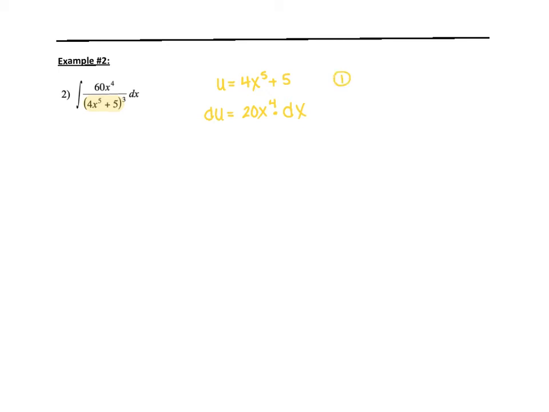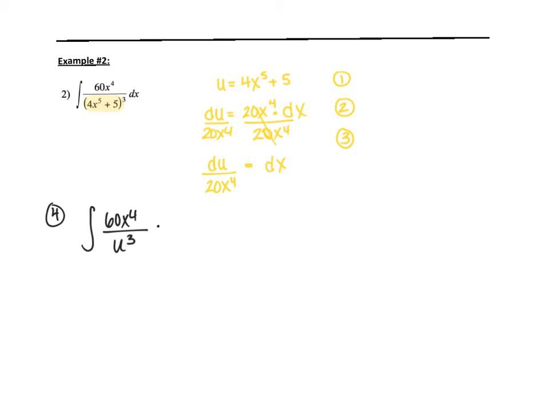So step 1, done. Step 2, take the derivative, done. Step 3, solve for dx. I can divide by 20x to the 4th. So my dx is now equal to du over 20x to the 4th. All right, step 4. Let's substitute what we have. So 60x to the 4th over, this is now u, so u to the 3rd, and dx is now du over 20x to the 4th.